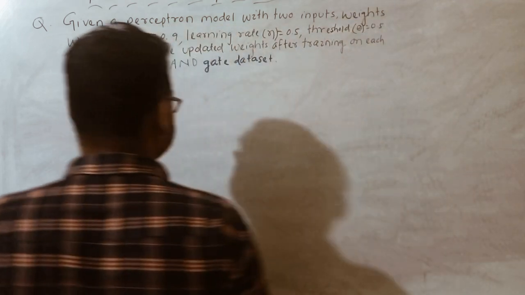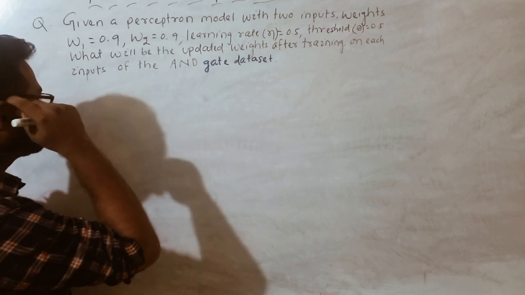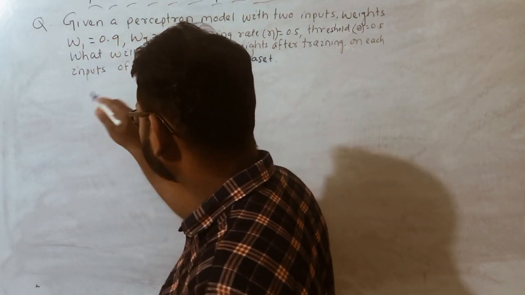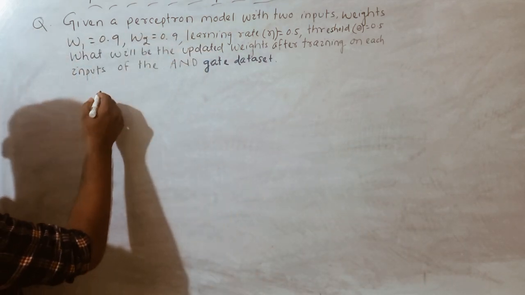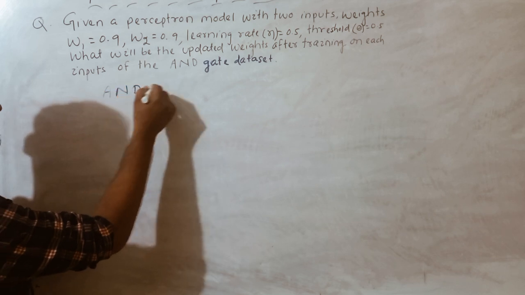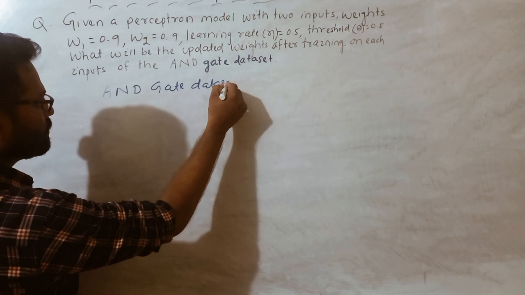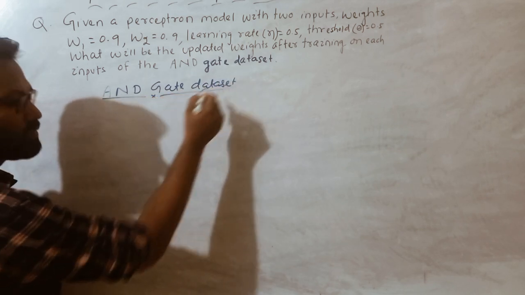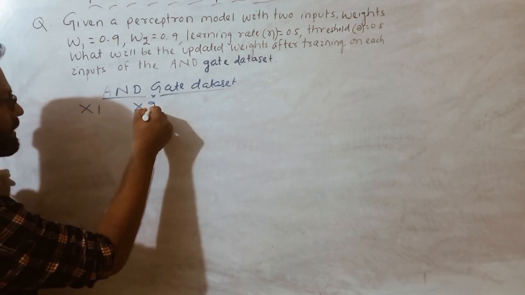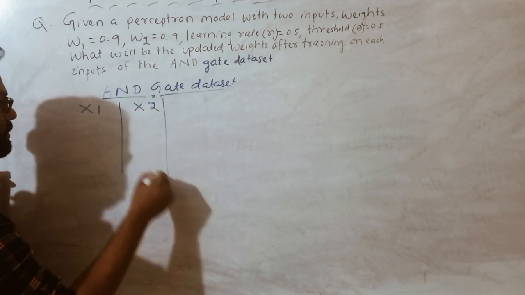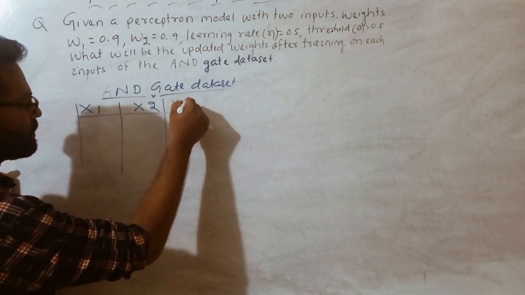So let's see here. I can write the AND gate dataset. You can find the AND gate dataset is like that. Let me write the dataset first. How does it look? In an AND gate there are two inputs, a two-input AND gate, and let y be the corresponding output.